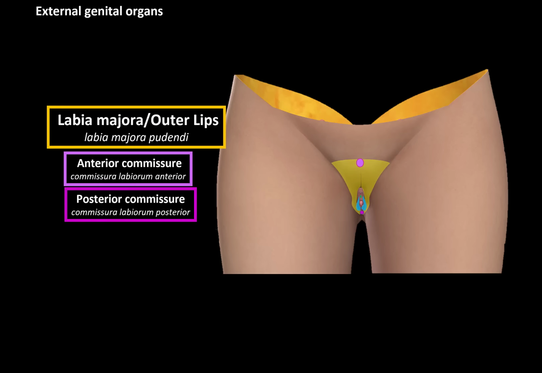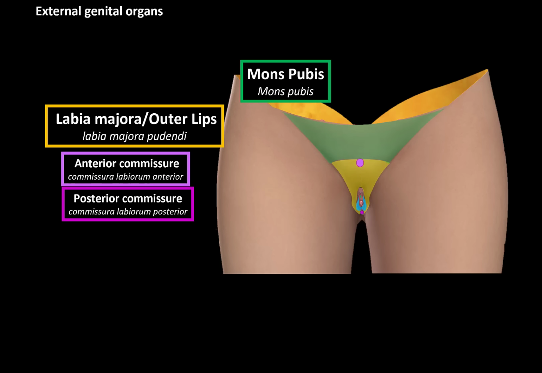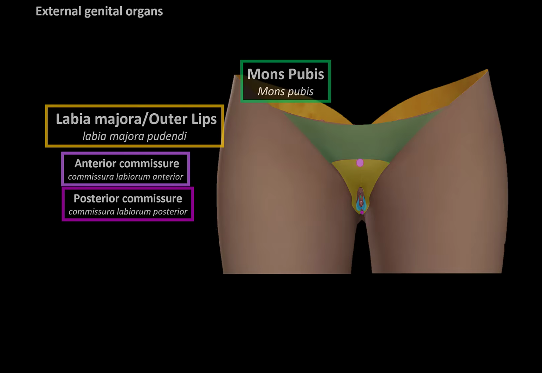In front of the pubic symphysis, we can find the Mons Pubis, located above the labia majora. It is triangular in shape, formed by fatty tissue, and becomes covered by hair at the time of puberty. This is also where the round ligament of the uterus attaches to.